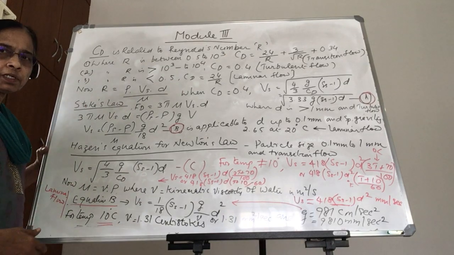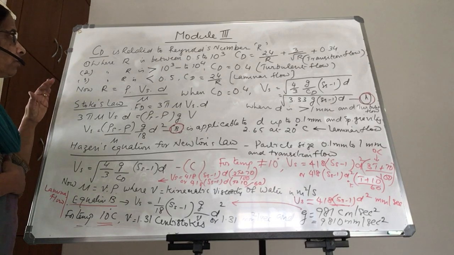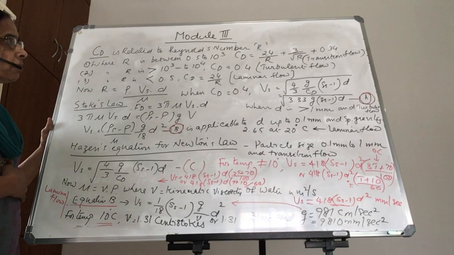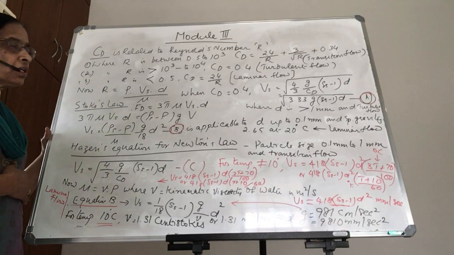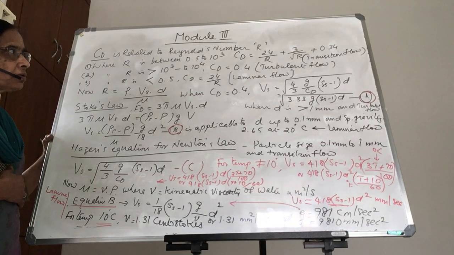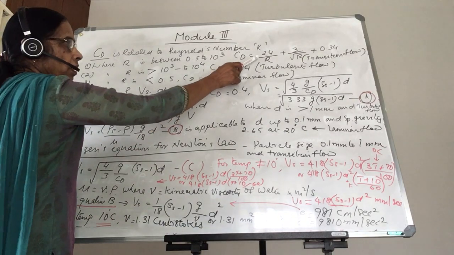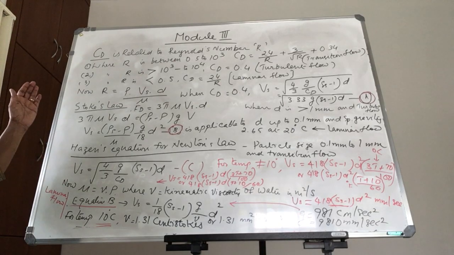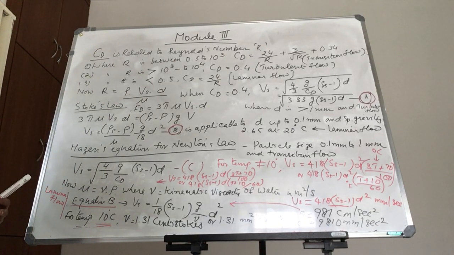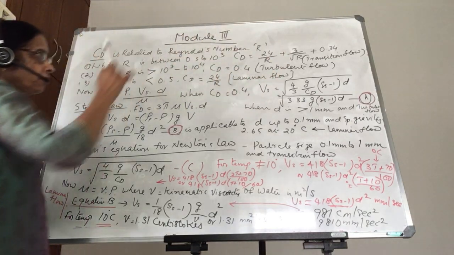Now we will derive or simplify the equation based on the CD value. Earlier we discussed that the CD is related to Reynolds number R. Where R is between 0.5 to 10 to the power 3, CD is equal to 24 by R plus 3 by root R plus 0.34. That is applicable to the transition flow. When transition flow condition prevails, the CD is equal to 24 by R plus 3 by root R plus 0.34.